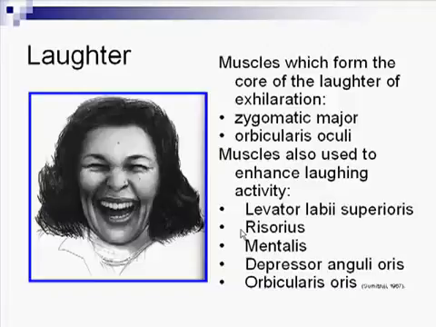Muscles which form the core of the laughter of exhilaration would be the Zygomaticus Major and the Orbicularis Oculi. Muscles also used to enhance the laughing activity are the following: Levator Labii Superioris, Risorius, Mentalis, Depressor Anguli Oris, Orbicularis Oris, and the activity of the Buccinator and Depressor Labii Inferioris muscles is also likely.